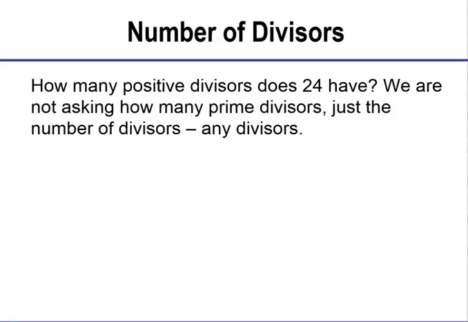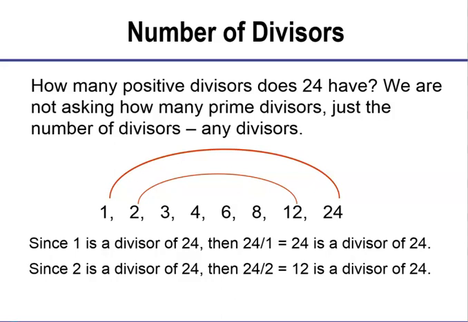Notice it says we are not asking how many prime divisors, so this is not prime factorization, just the number of divisors. This is any divisors. All right, so since 1 is a divisor of 24, then 24 divided by 1 equals 24 is a divisor of 24. Notice they connect up in this picture, the 1 and the 24. Remember the pairs we talked about earlier when we were listing the number of divisors? They show up in pairs unless you have a perfect square, and then you'll have an odd number of divisors.